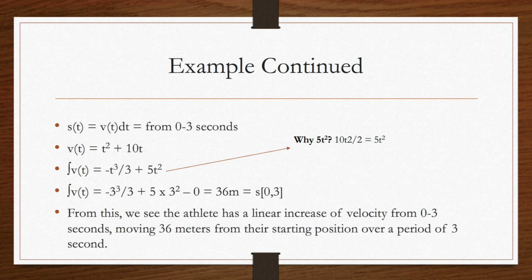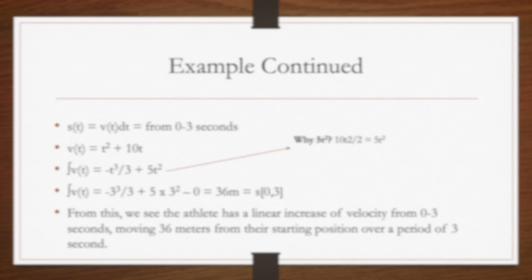In order to answer this, we first have to set the limits for the integral of v(t) dt, which are 0 and 3. We then have to integrate the expression for v(t), which will make it equal -t cubed on 3 plus 5t squared. You then evaluate the integral between the time limits of 3 and 0, which would be -3 cubed on 3 plus 5 times 3 squared minus 0 equals 36 meters. We see the athlete has a linear increase of velocity from 0 to 3 seconds and a constant acceleration.